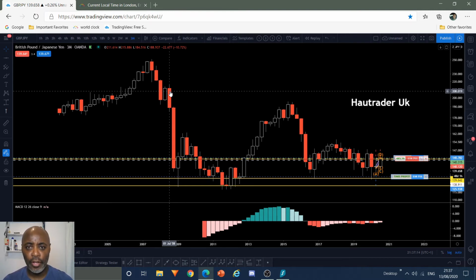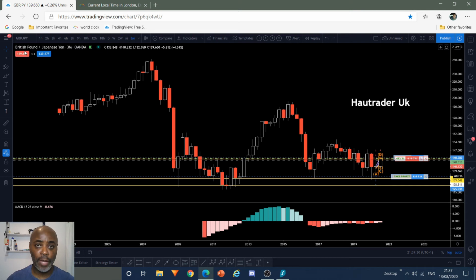Now, the Japanese yen, why is it I want to buy the Japanese yen? So if you know anything about trading pairs, what you'll know is if I'm selling a pair, I'm selling the first currency that appears in the pair, and in this case, I'm selling the British pound. So I want the Japanese yen to appreciate against the British pound. That means I'm buying the Japanese yen and selling the British pound.